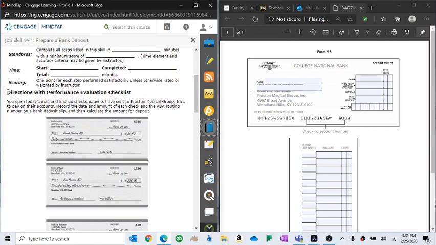Of course, we're going to make sure we read the directions on all of these job skills. That is key. So it says, you open today's mail and find 6 checks patients have sent to Proctor Medical Group to pay on their accounts. Record the date and amount of each check and the ADA routing number on a bank deposit slip, and then calculate the amount for deposit. So I would not worry about this ADA routing number. We've got a bank deposit slip. That's what we're going to be using.